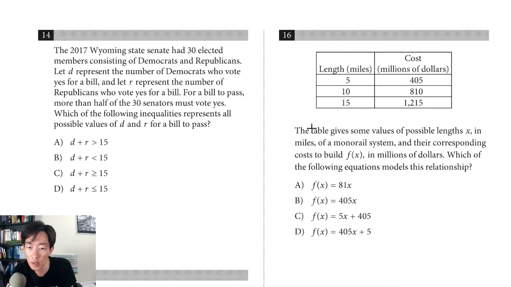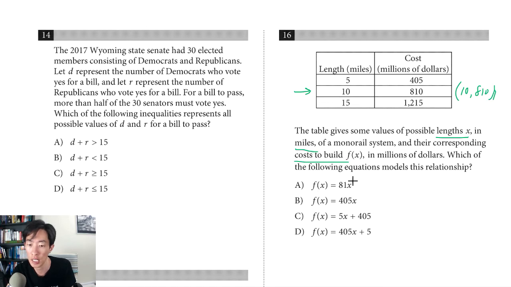Question 16 says the table gives some values of possible lengths x in miles of a monorail system and their corresponding costs to build f of x in millions of dollars. Which of the following equations models this relationship? So the easiest way to do this is really just pick one of these points, go through the answers, and start eliminating ones that don't work. I think the easiest one to pick is the middle, because 10 is an easy number. So you could think of 10 as the x value, 810 as the y value, or the f of x value. And now we're going to plug it into each one.